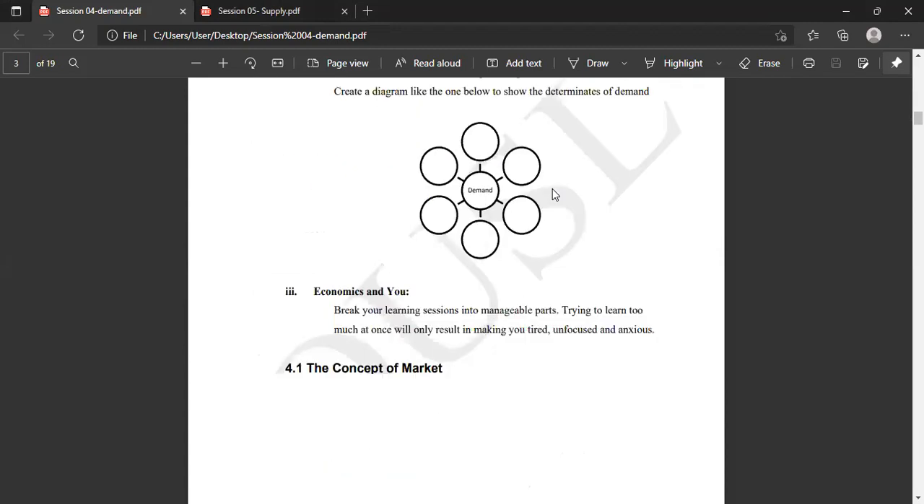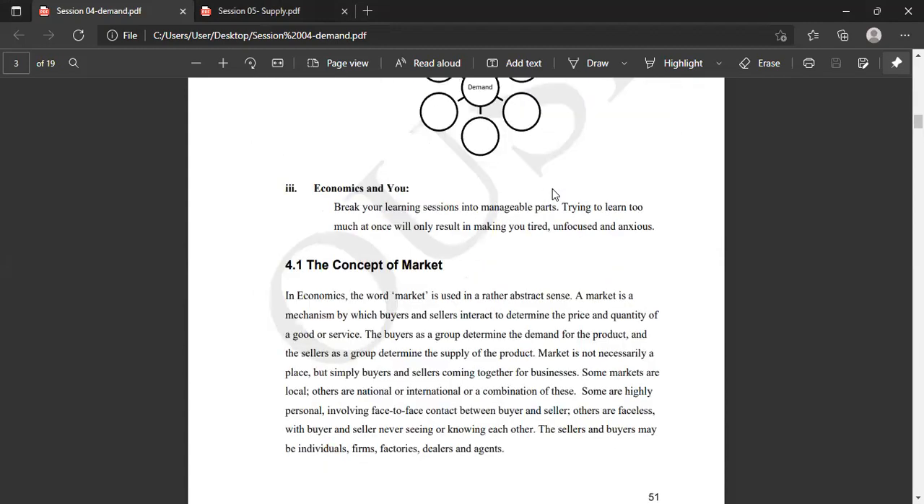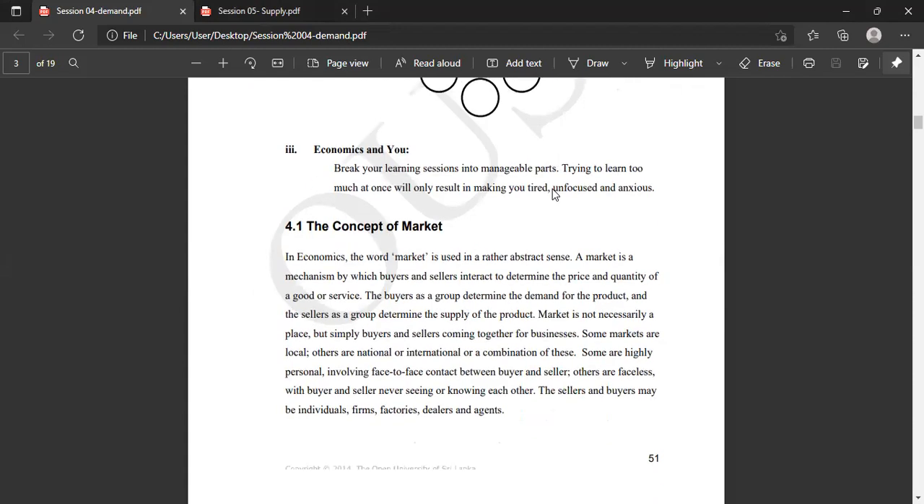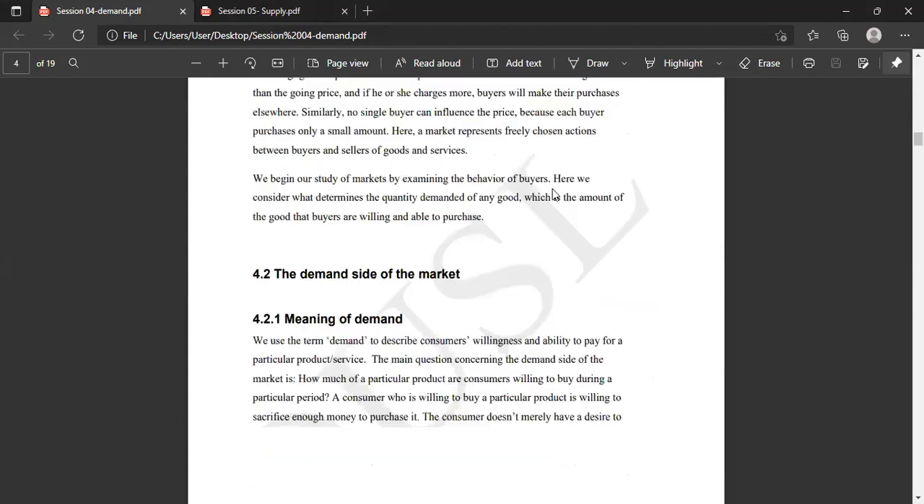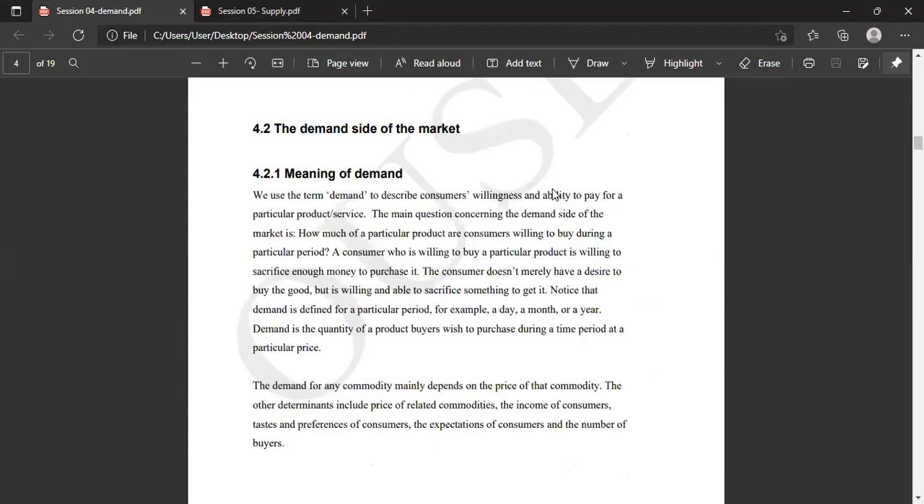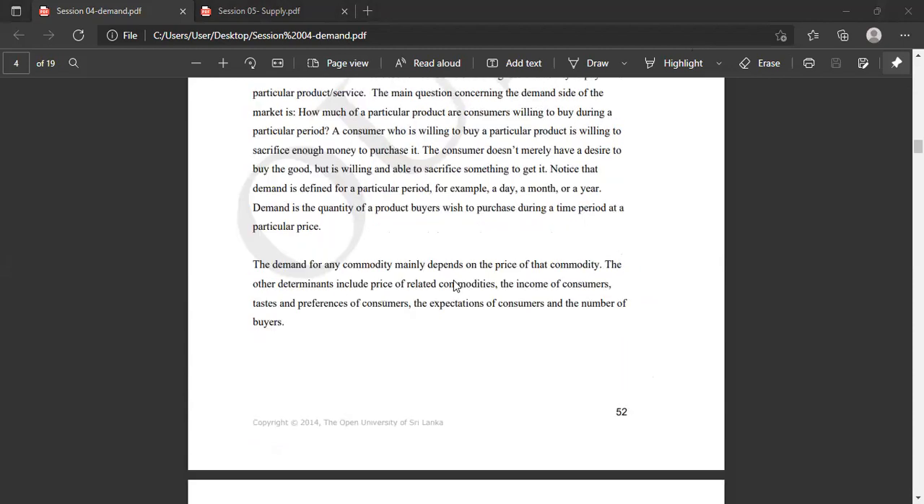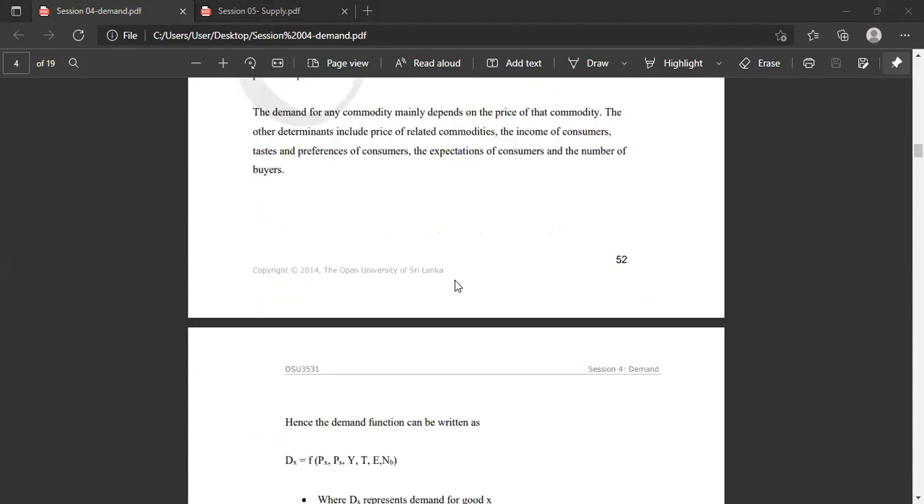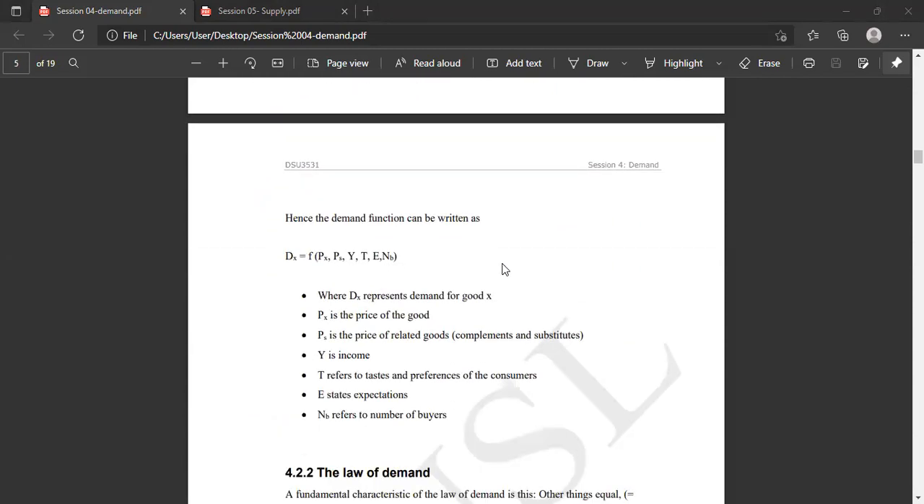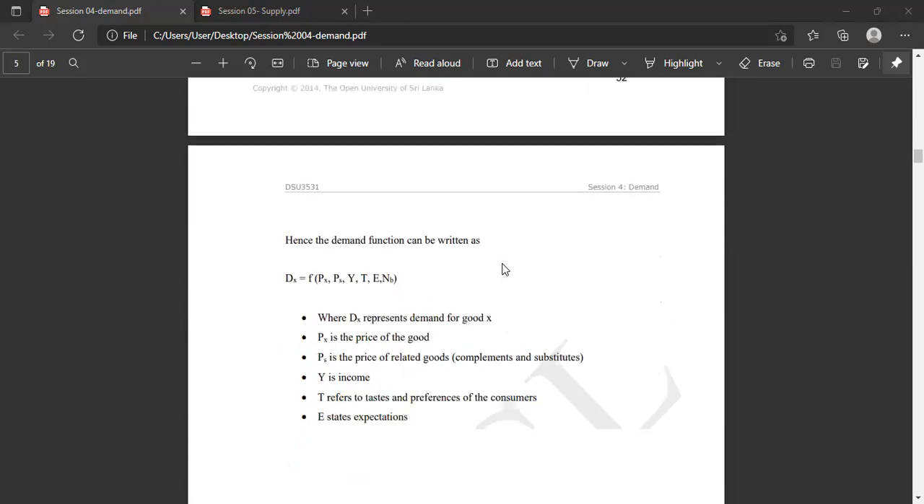So in a market, there are two parties, consumers and producers. Consumers demand and producers supply. Then about demand, we discussed the meaning of demand. When you talk about the meaning of demand, it is the willingness and purchasing power at a given price in a given time period.